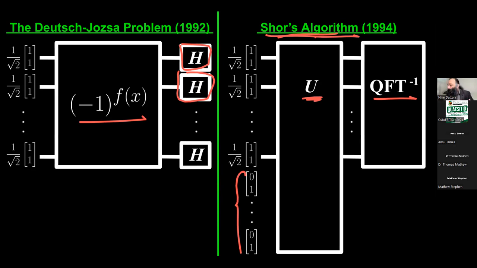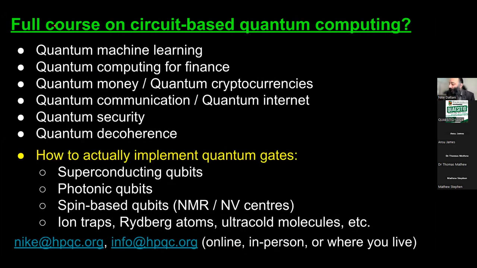So in 30 minutes, I taught you how to solve the Deutsch-Jozsa problem on a quantum computer. In another hour, I could teach you how to do Shor's algorithm. That's the most famous quantum algorithm. If you were to take a full course on circuit-based quantum computing, we would teach you how to do machine learning on a quantum computer. Instead of 2 to the n evaluations, you might have just 1 evaluation.